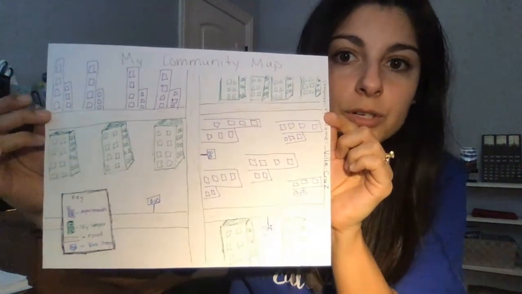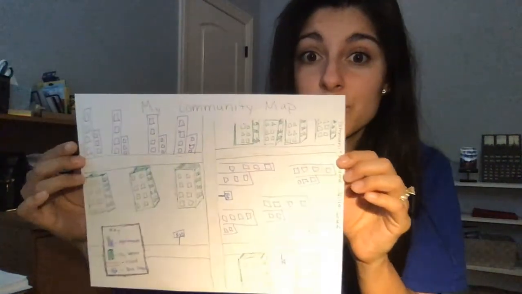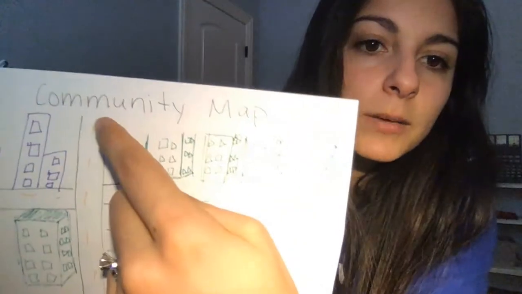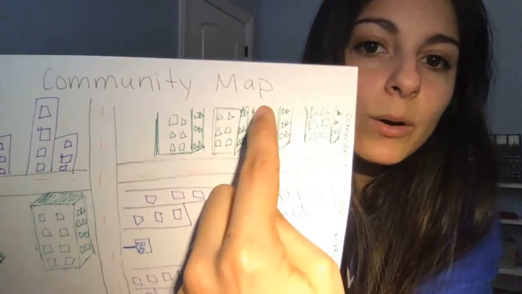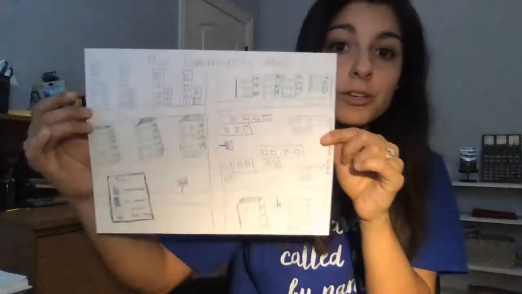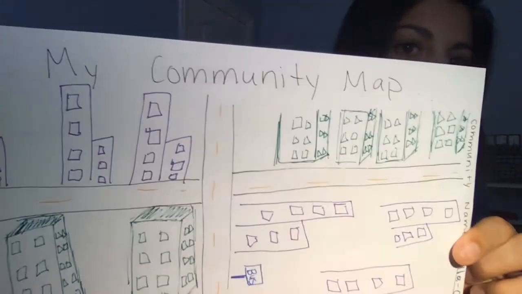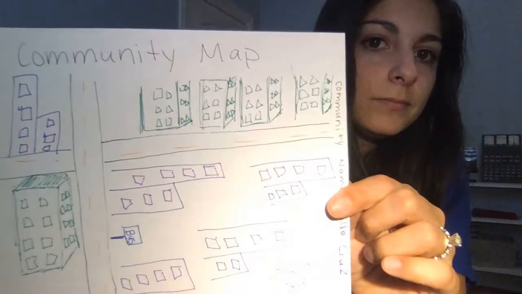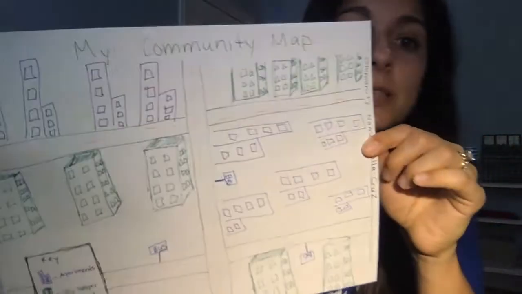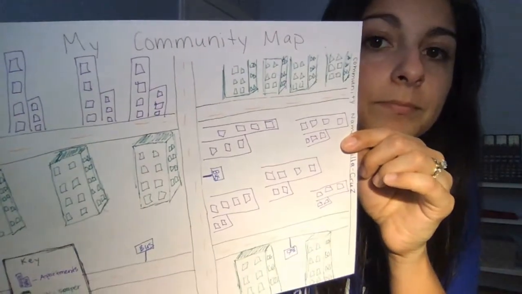So what you can do here, the very first step, is you're going to get a piece of paper, any kind of piece of paper. And at the very top of your paper, you're going to write community map. So go ahead and at the top, also make sure that your paper is this way, not this way. Okay, so this way you write my community map at the very top. I hope you stopped the video, you have a piece of paper, and you wrote down my community map.